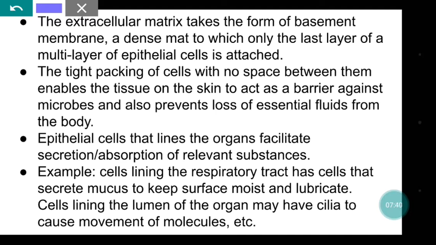Cells lining the lumen of the organ may have cilia to cause movement of the molecules. The cilia are present on the cell, and these cilia cause the movement of the molecules smoothly.